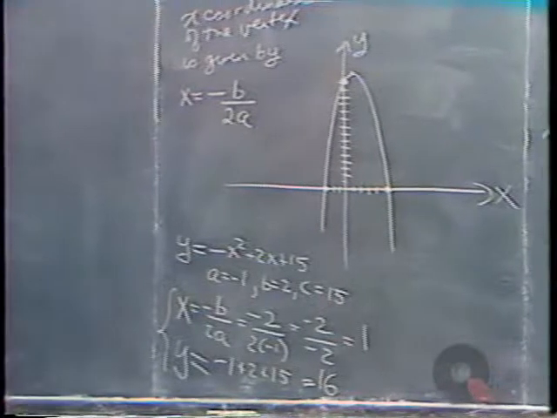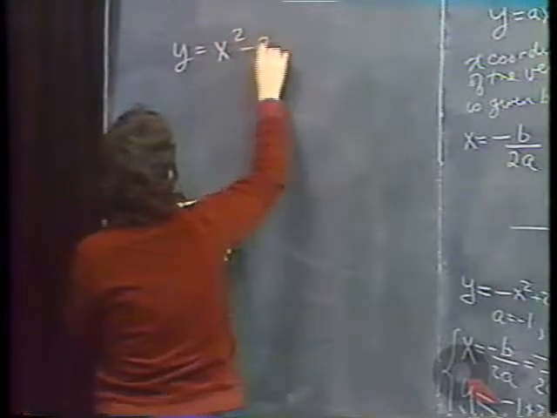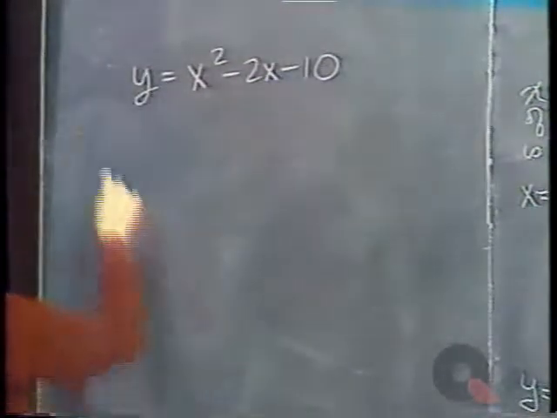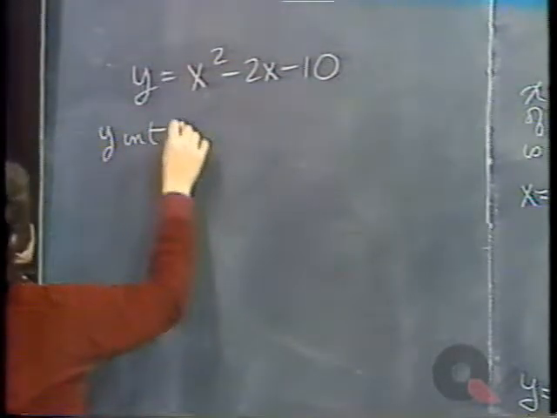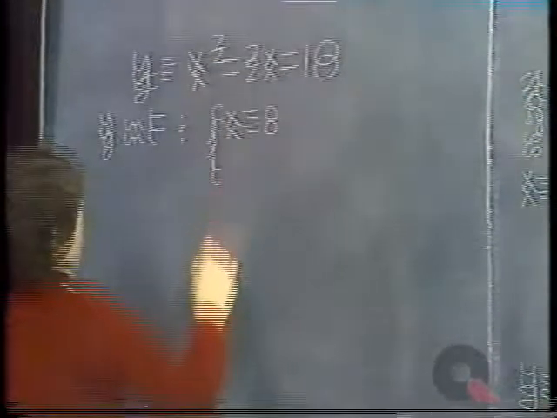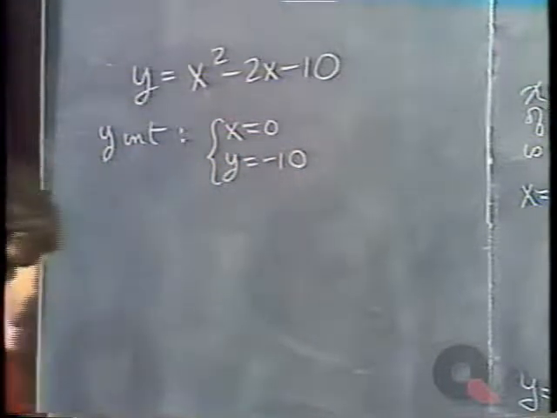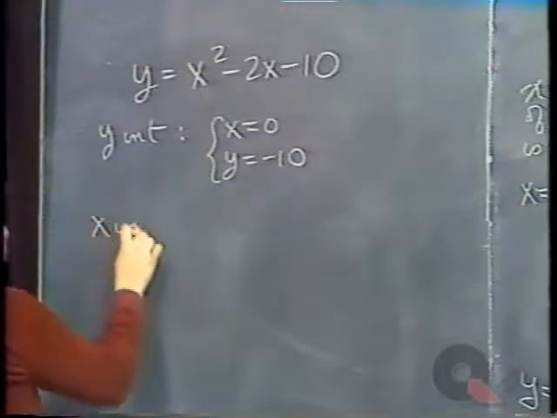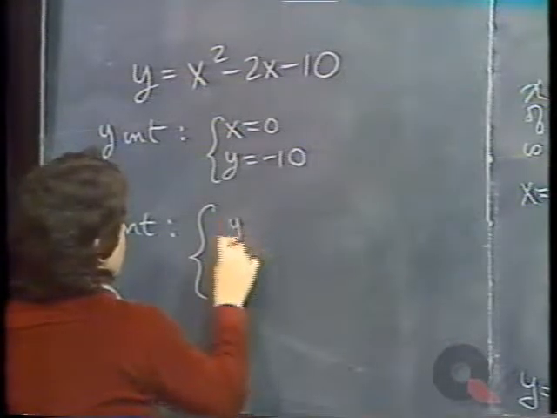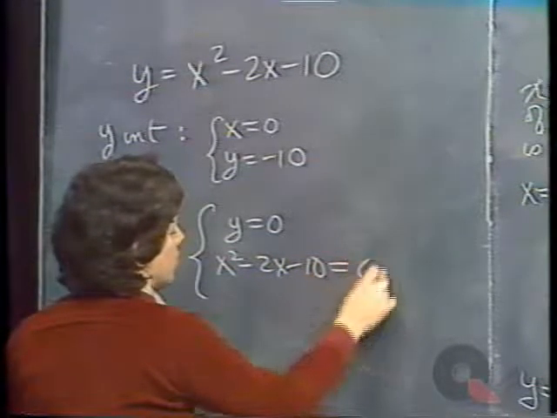For our next example, I would like to sketch the graph of this parabola, y equals x squared minus 2x minus 10. The y-intercept is found by setting x equal to 0. When x equals 0, y is equal to minus 10. To get the x-intercept, or intercepts, depending on what we get, we set y equal to 0, and we get that x squared minus 2x minus 10 equals 0.